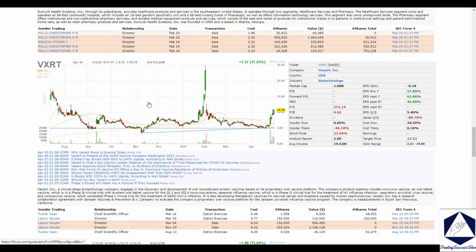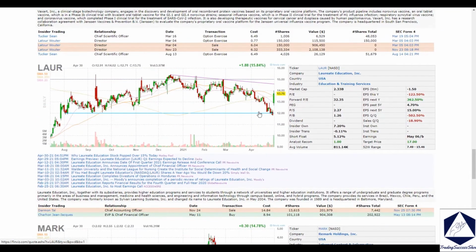Okay, overall we need to hold this $10 area and then we should continue higher. I'm looking for this kind of a move on VXRT. Okay, just this kind of a move, I like it. Even if we get to the $16 area, I'm really good with VXRT. This one pretty much we closed above moving averages, so keep an eye on it, but I'm not really interested in this one.